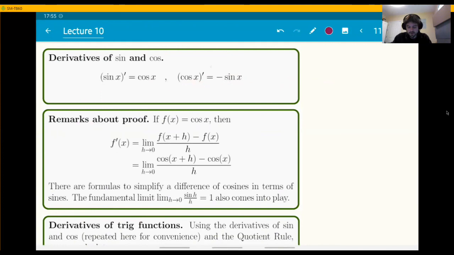A lot of people will make mistakes with the plus and the minus here, the signs. Try not to, it's important. I once again have a remark about how we would prove these guys. Again, it's not an easy computation. Let's not worry about that. Just try to remember the derivatives of sine and cosine.